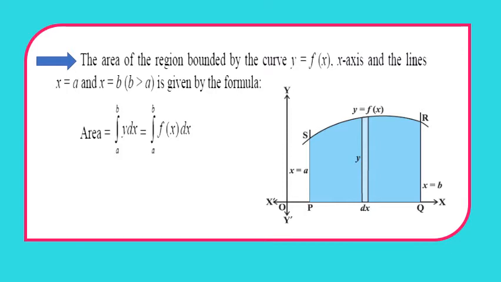The length is denoted by y and the breadth, since it is very small, will be denoted by dx. So area of rectangle is length into breadth, that is y into dx. And since this rectangle can be from the line x equals a up to line x equals b, the limit is taken to be x equals a to x equals b. So the area bounded by the curve y is equal to f(x), x-axis and the lines x equals a and x equals b is given by integral a to b y dx, and then we will find the value of y in terms of x, since y is f(x). So the area will become integral a to b f(x) dx. Clear? So pause and note down the point.